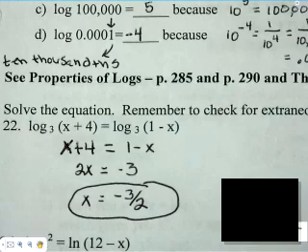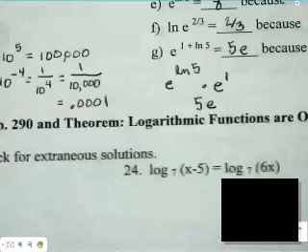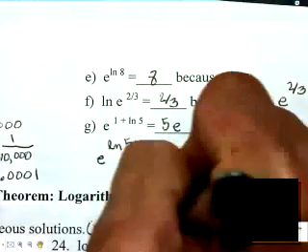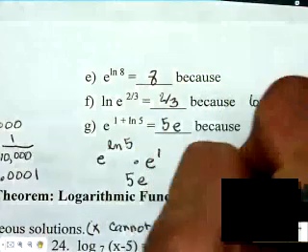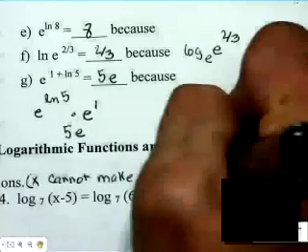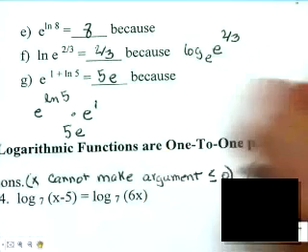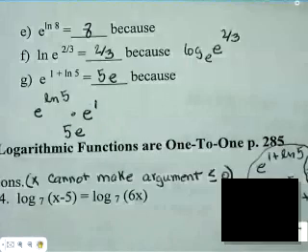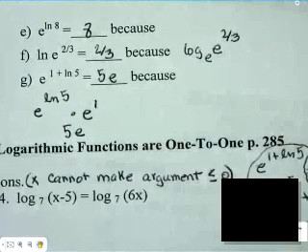What I cannot allow to happen, maybe I'll make a note right here: x cannot make the argument, the thing you're taking the log of, less than or equal to 0. That's different than saying x can't be negative. x can be negative, the argument can't be negative, and the argument can't be 0.